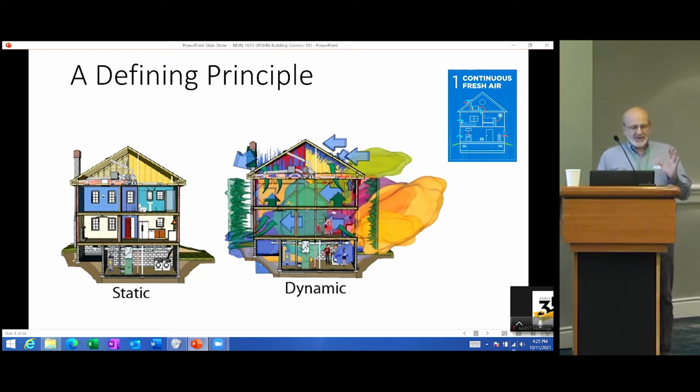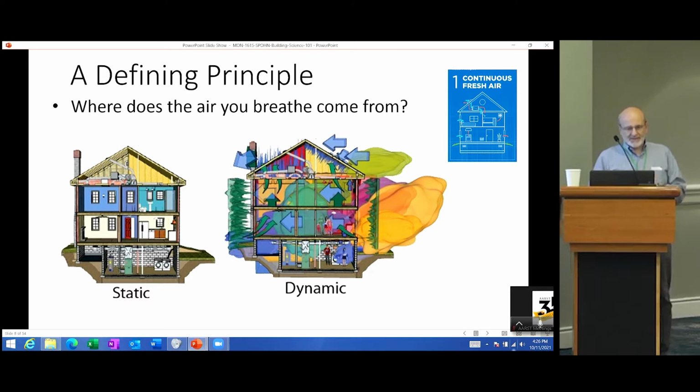So one of the things we want to look at is, a lot of times we look at our measurements as being static, but there are dynamic forces at play, and we'll take a look at some of those on the house.